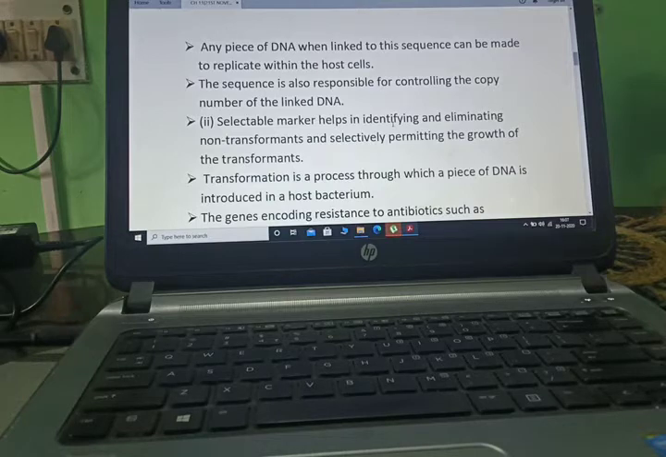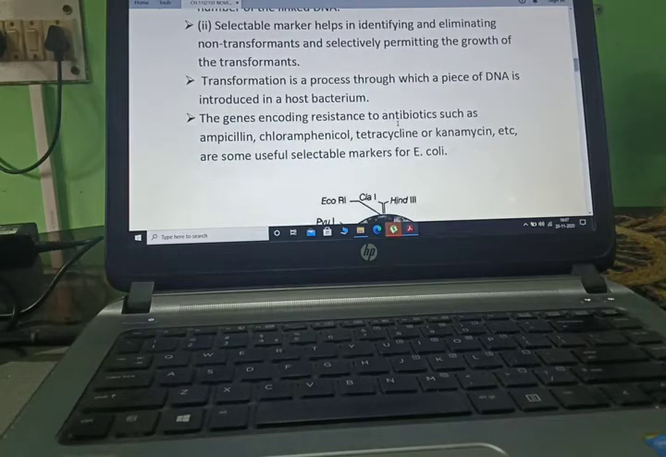Selectable marker helps in identifying and eliminating non-transformants and selectively permitting the growth of the transformants. Transformation is a process through which a piece of DNA is introduced into a host bacterium. The genes encoding resistance to antibiotics such as ampicillin, chloramphenicol, tetracycline or kanamycin, etc. are useful selectable markers for Escherichia coli.